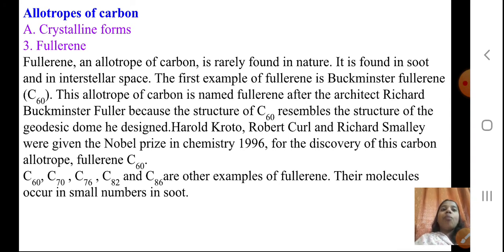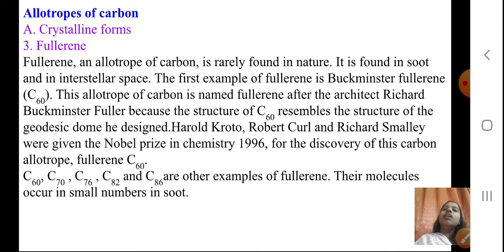This allotrope of carbon is named fullerene after the architect Richard Buckminster Fuller, because the structure of C60 resembles the structure of the geodesic dome he designed. So he designed a dome, and this structure resembles that. After his name, this structure is given the name. Harold Kroto, Robert Curl and Richard Smalley were given the Nobel Prize in Chemistry in 1996 for the discovery of this carbon allotrope, fullerene C60.